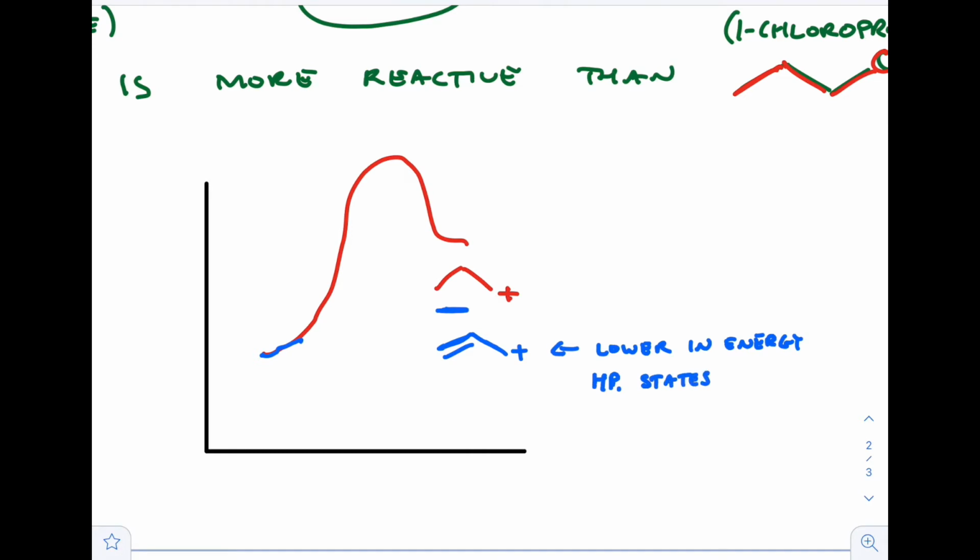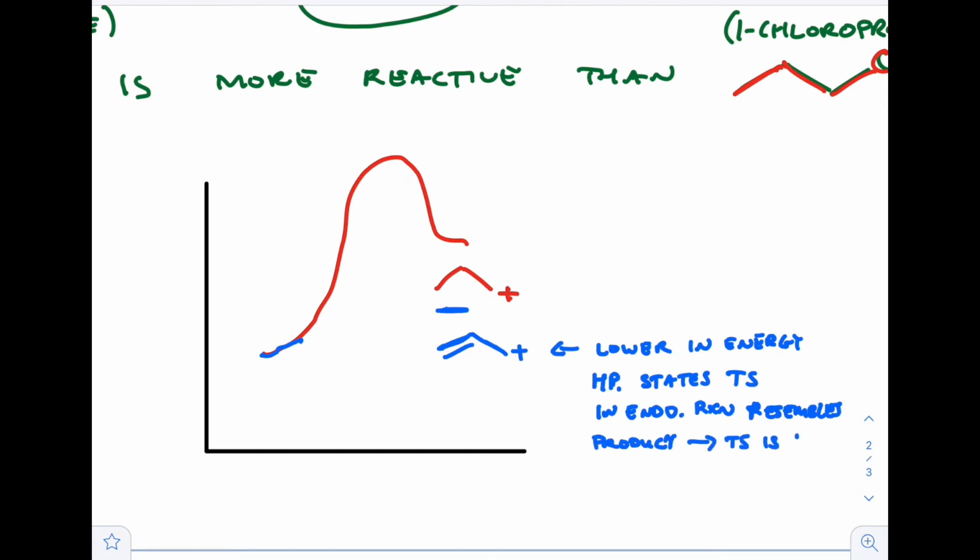And the Hammond postulate states that the... hold on, let me fix that real quick, so my wording isn't weird. The Hammond postulate states that the transition state in an endothermic reaction resembles the products.